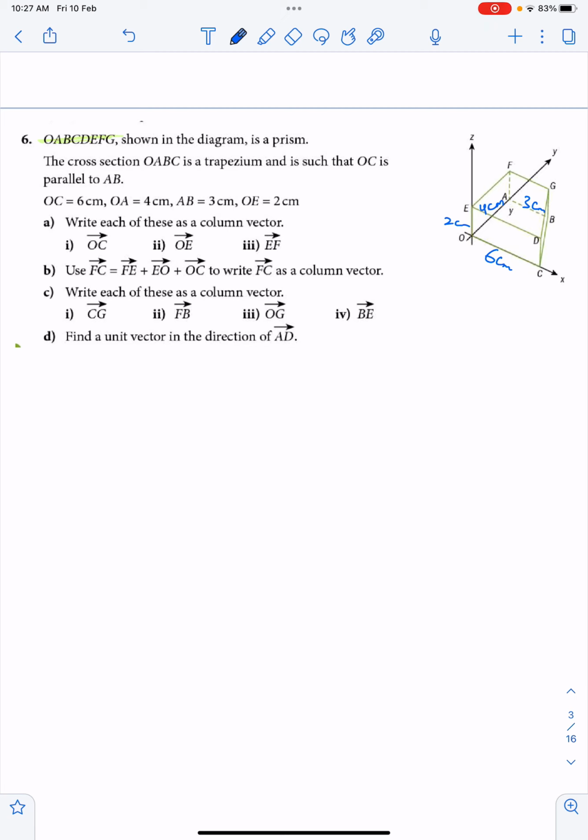Write down each of these as a column vector, the first part. So OC. If I have to go from O to C, this is the positive direction of the x-axis, and one unit vector in the positive direction of the x-axis is i. So this is going to be 6i. OE, I have to go from O to E. This is in the positive direction of the z-axis, and one unit vector is k. So it's going to be 2k.